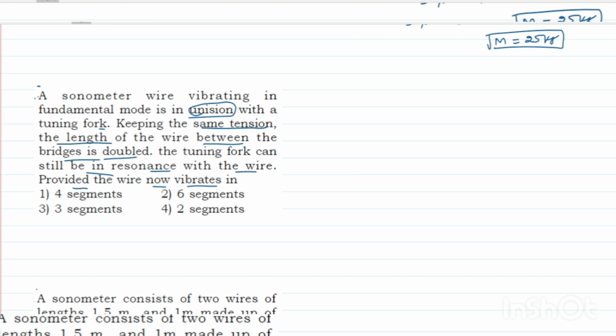Now here you can take, students, the sonometer works on the principle that the frequency of the tuning fork will be equivalent to the frequency of the string, which is nothing but, if it is producing p segments, p by 2l into root over T by mu.